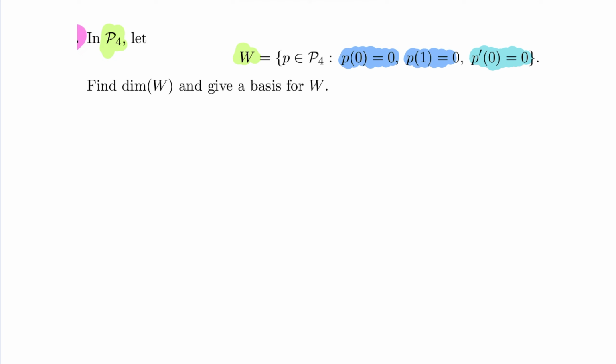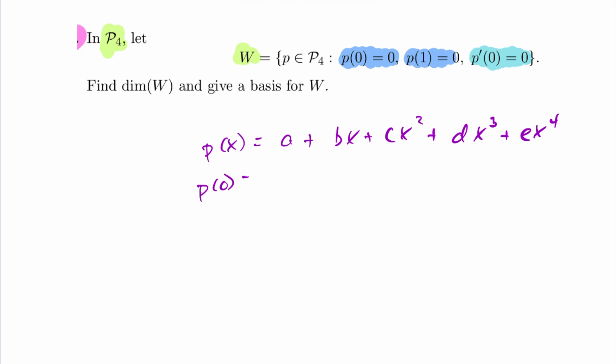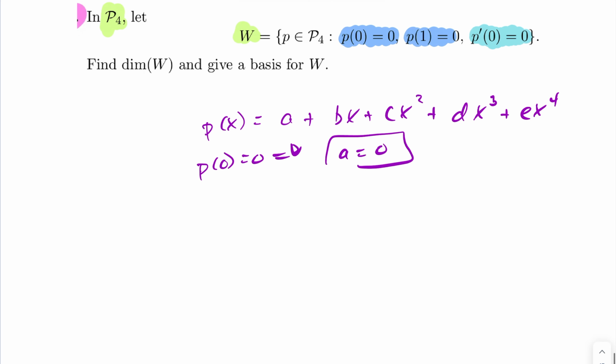So first of all, any polynomial that's coming out of P4 has to look like the following: a plus bx plus cx squared plus dx cubed plus ex to the 4. So right away, I know that p at 0 is 0. That's going to imply that a is 0 right away. So right away, I know my one coefficient of a is 0.